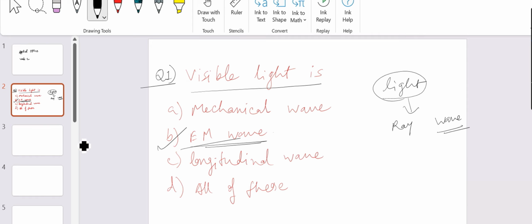And a sound wave is a longitudinal wave.